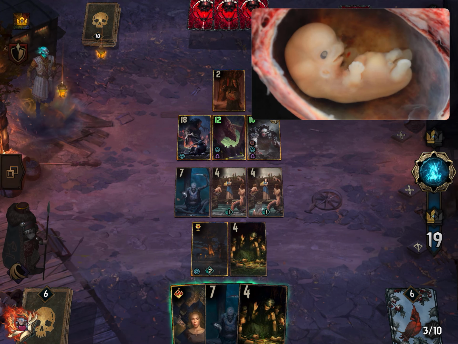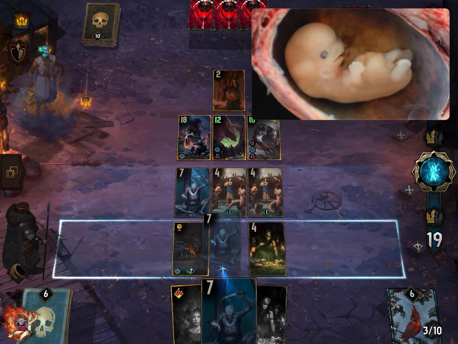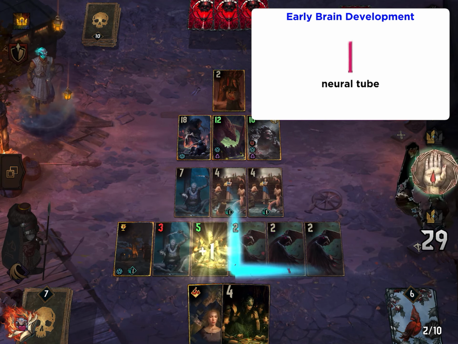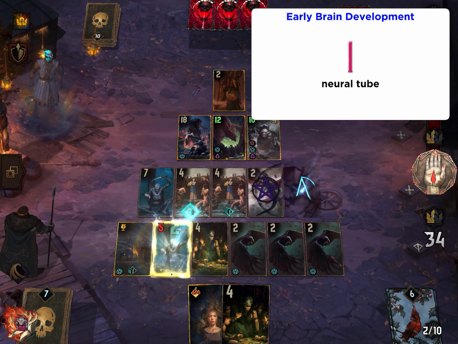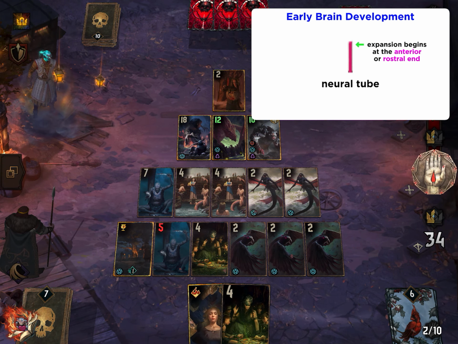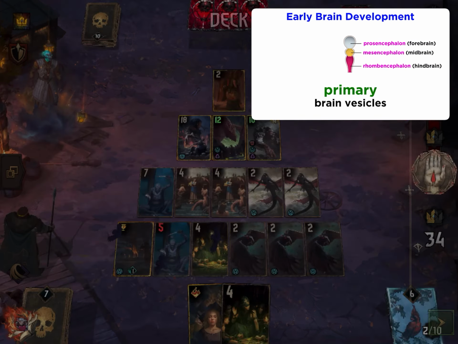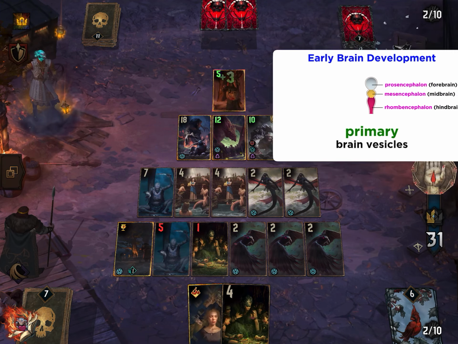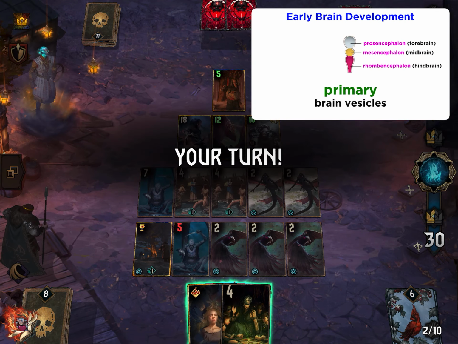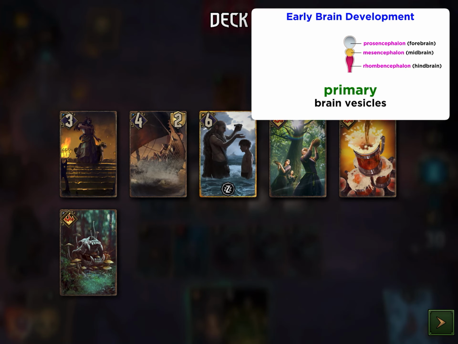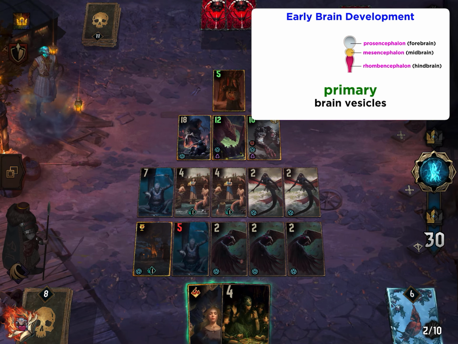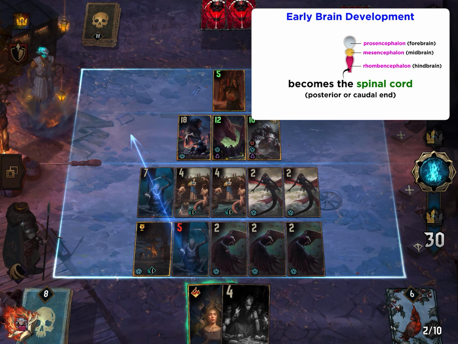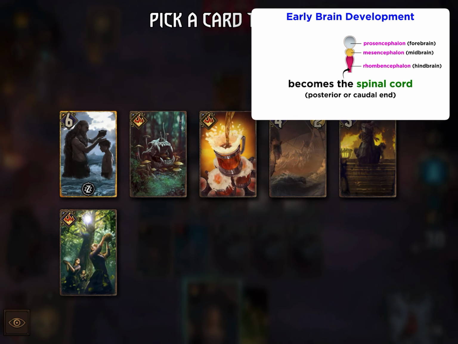The best way to approach learning the structure of the brain is to examine early brain development. Within an embryo, the brain and spinal cord will begin as a single neural tube. The anterior or rostral end begins to expand, and constrictions soon demarcate the three primary brain vesicles. These are the prosencephalon, or forebrain, the mesencephalon, or midbrain, and rhombencephalon, or hindbrain. The posterior or caudal end of the neural tube will eventually become the spinal cord, which we will discuss later.